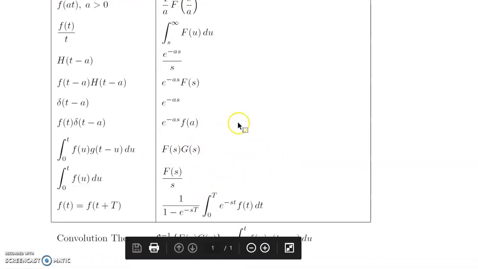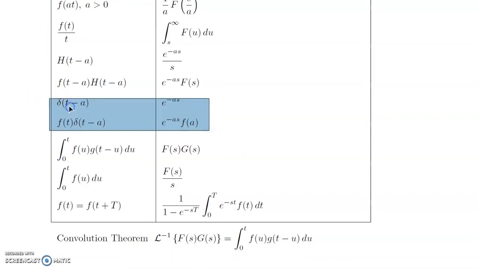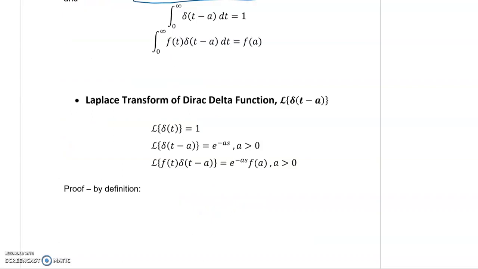If we refer to the table of Laplace, this is what you have that is related to the Dirac delta function. For the Dirac delta function of t minus a, the transform is exponent negative as. If you have the Dirac delta function multiplied by some function of t, then the answer would be in the form of exponent negative as times f of a. So basically, if you know your f of t, you just substitute t equals a, then you get the answer. This is a very straightforward calculation in terms of Laplace.